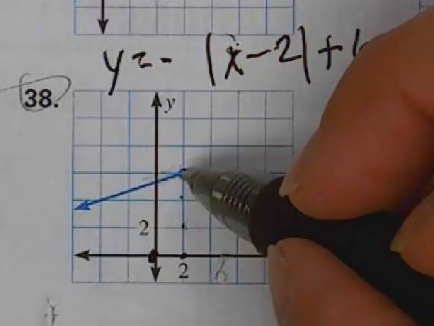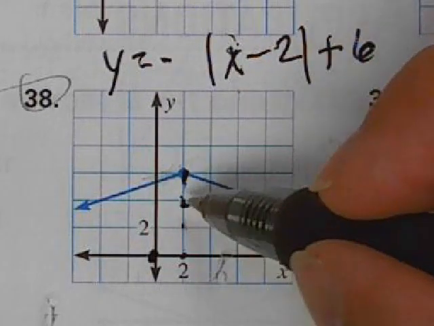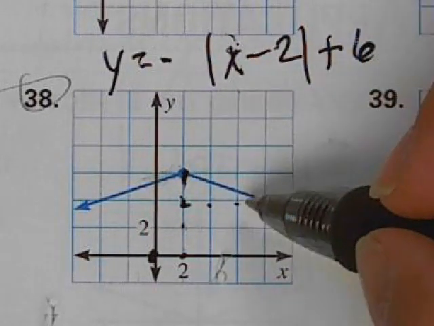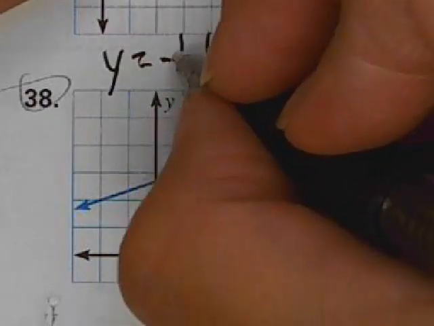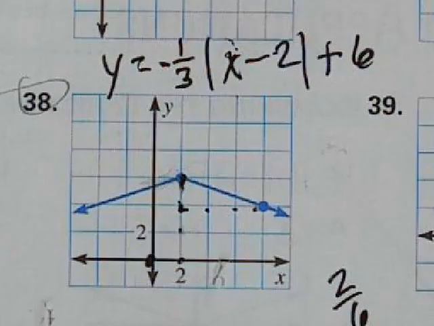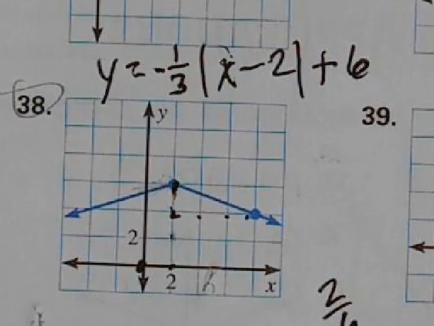I see that the slope goes down 1, which is actually 2, and over 2, 4, 6. And 2 over 6 is 1/3. So the slope would be -1/3. So the way I would read this is y equals -1/3 times the absolute value of x minus 2 plus 6.